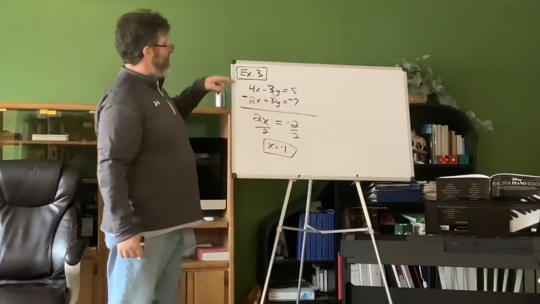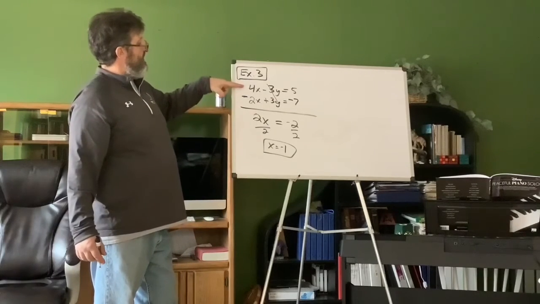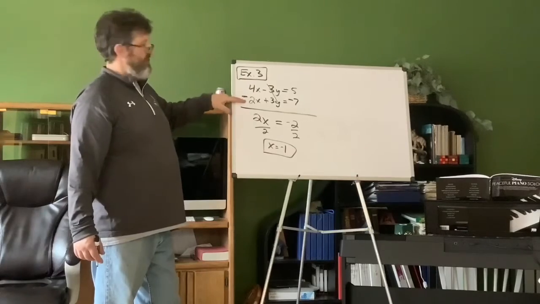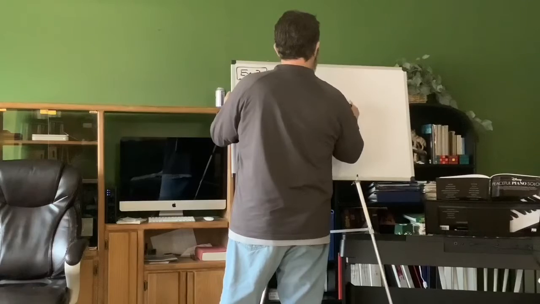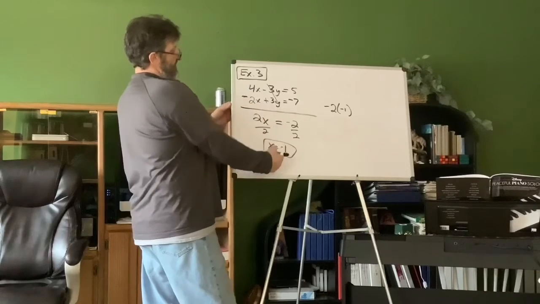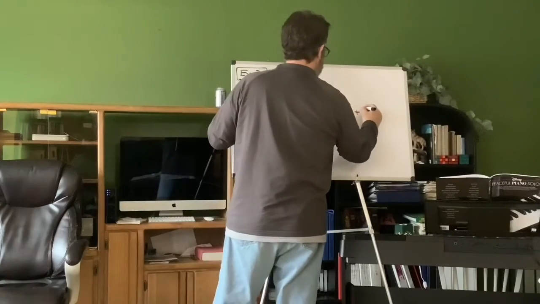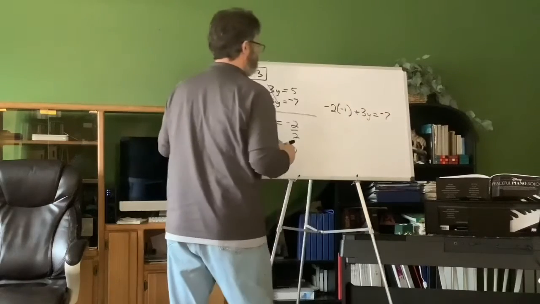Now, it doesn't matter which one you plug it into. Just for fun, because I keep plugging it into the top, I'm just going to plug it into the bottom just to show you it does not matter, okay? So here we go. -2 times a quantity, -1. I took x out of the game, right? Put -1 into the game, plus 3y equals -7.